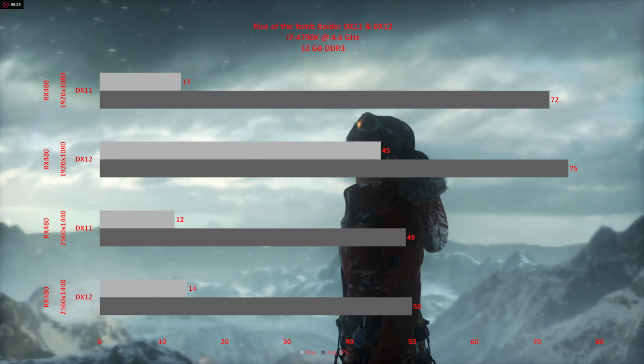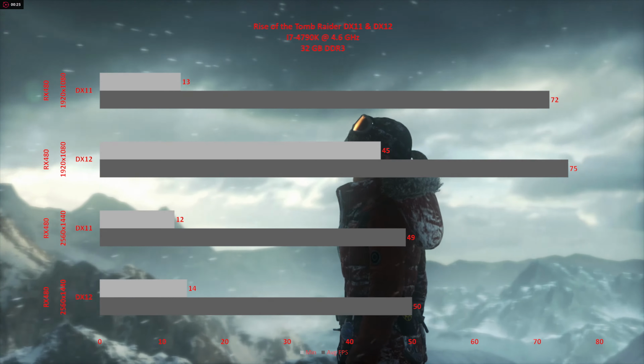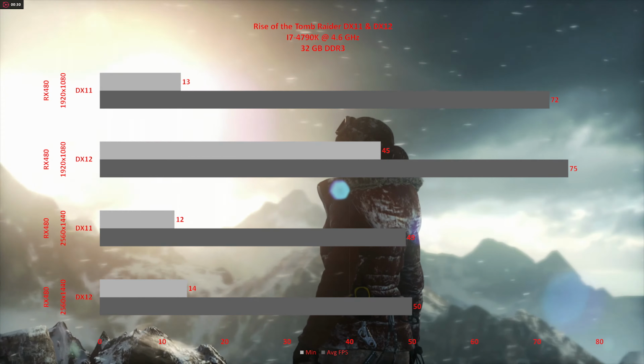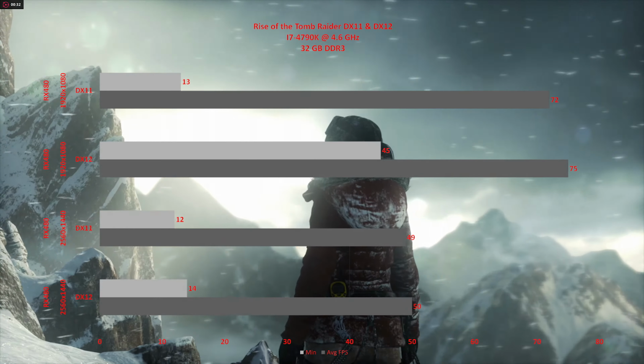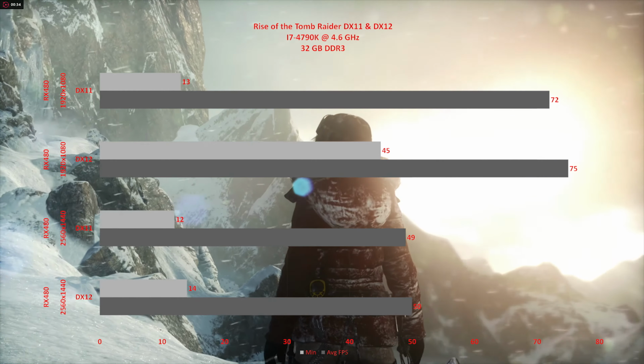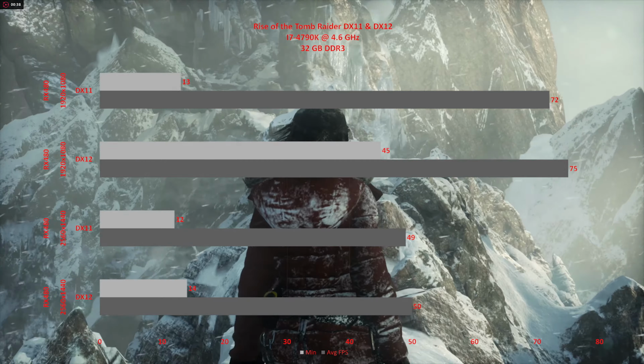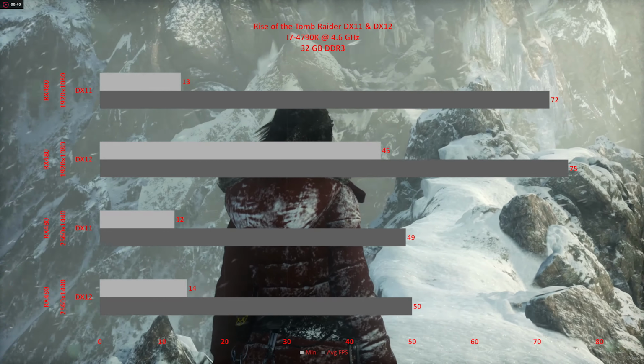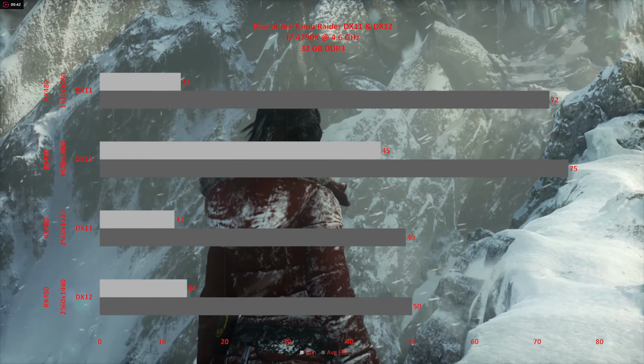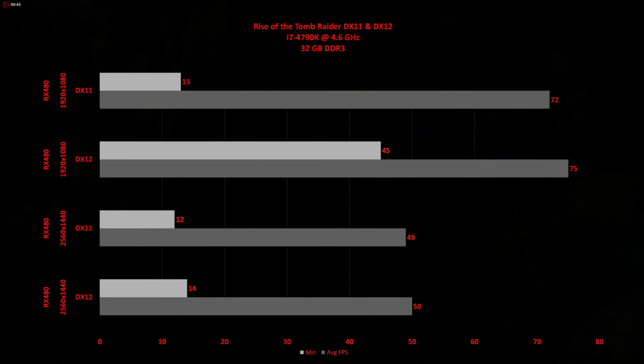So we're going to start off by taking a look at Rise of the Tomb Raider on DirectX 11 and DirectX 12. And as you can see at the top, my i7 is clocked at 4.6 GHz and I am running 32 GB of DDR3 memory. At 1080p on DirectX 11, I was averaging 72 FPS with a low FPS of 13. And on DirectX 12, I was averaging 75 FPS with a low of 45.